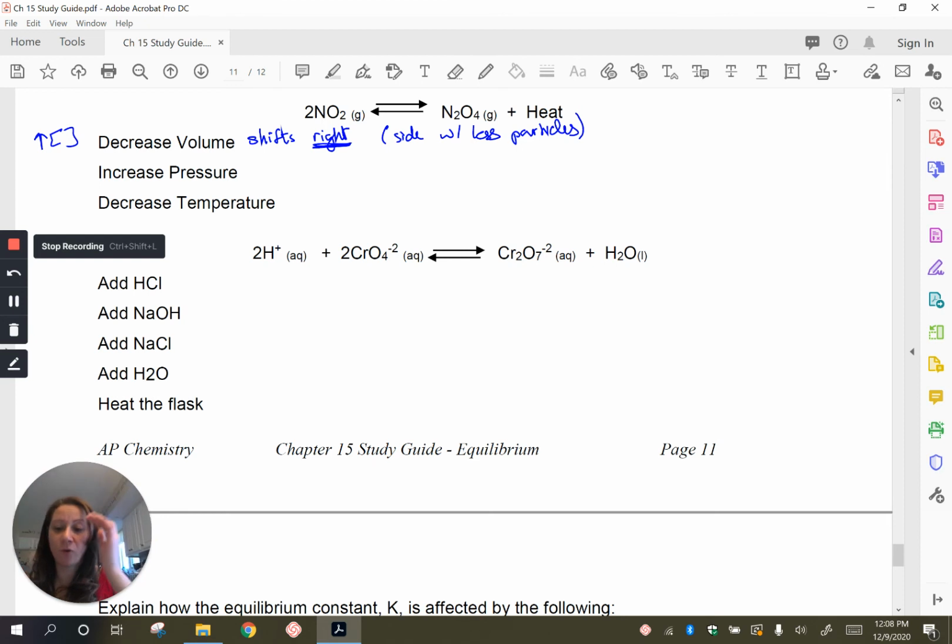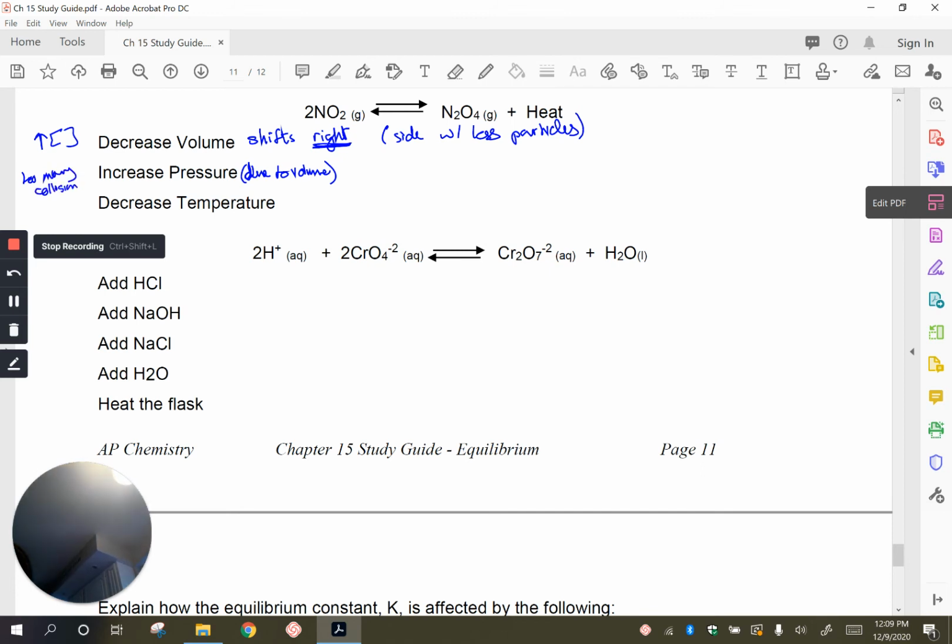Okay, what if I increase the pressure? We're going to say here the pressure is due to volume, because if I'm just increasing the pressure by adding an inert gas or something like that, it's not going to change anything. So if I increase the pressure, that means I have too many collisions. So I want to go to the side with fewer gas particles so that I have fewer collisions. So that would be to the right.